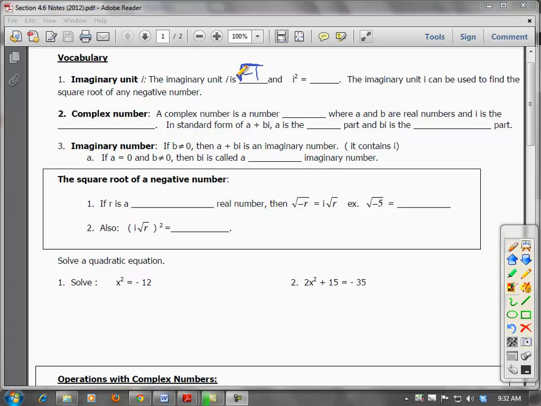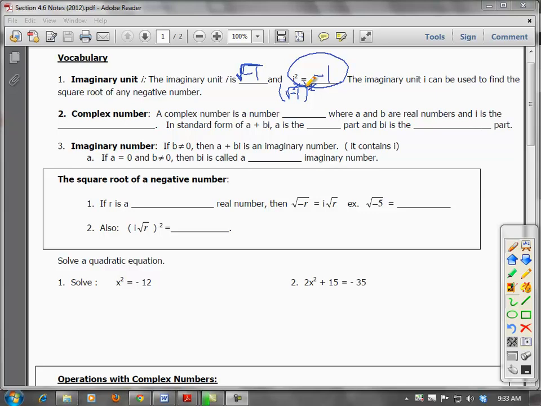Well, if I square this i, so I have the square root of -1 and I square it, the squared will cancel with the square root and you end up getting -1. This is probably the most important thing that you need to remember for this lesson because we're going to be using i squared round and around today as we go through.